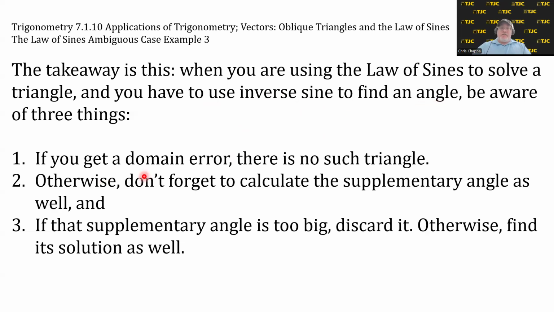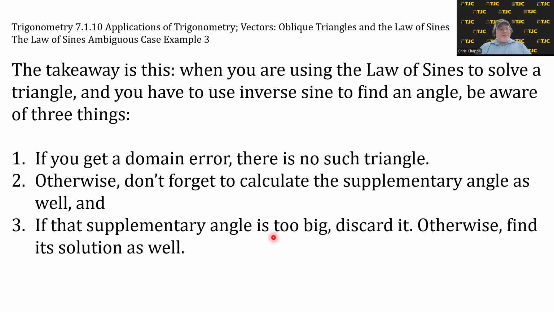Number one, if you get a domain error, there is no such triangle, assuming the work leading up to it was correct. Number two, otherwise you get an angle, but don't forget to calculate the supplementary angle as well. So you have two possible angles to consider. But if that supplementary angle is too big, meaning when you combine it with the original given angle, it exceeds 180 degrees, discard it. Otherwise, you find its solution as well.